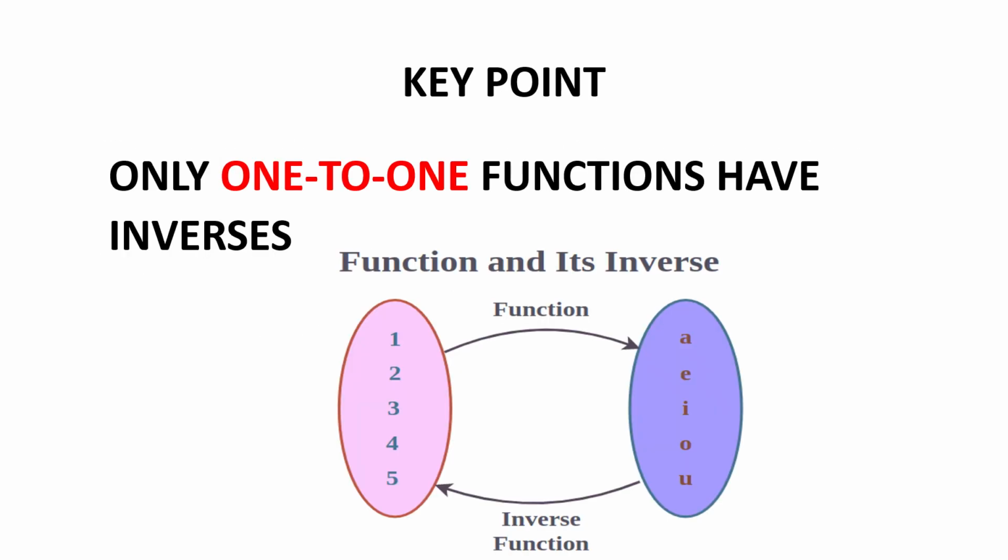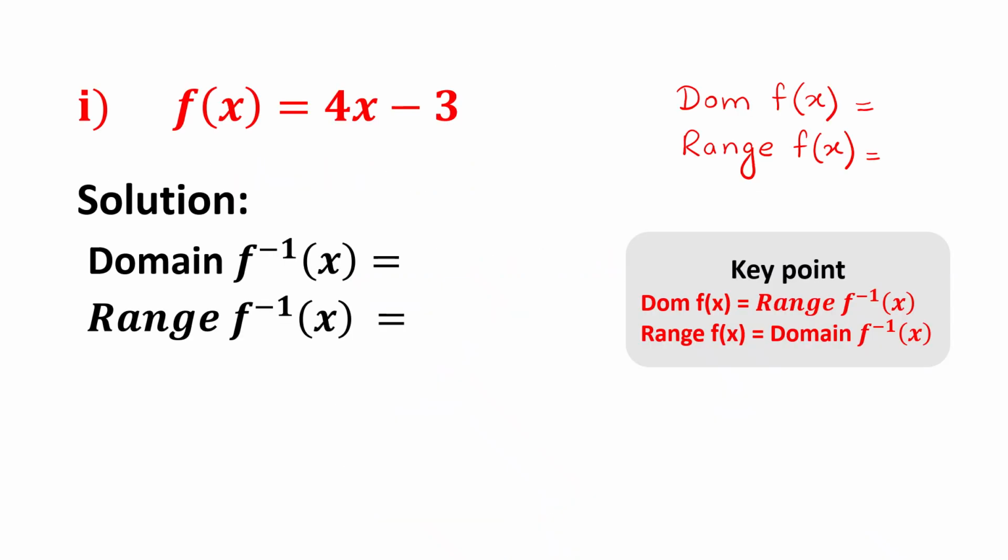The important point is that only one-to-one functions have inverses. Let's start. First, find the domain and range of the given function. As it is a linear function, both its domain and range are the set of real numbers. Now, for the inverse function, domain becomes range and range becomes domain.